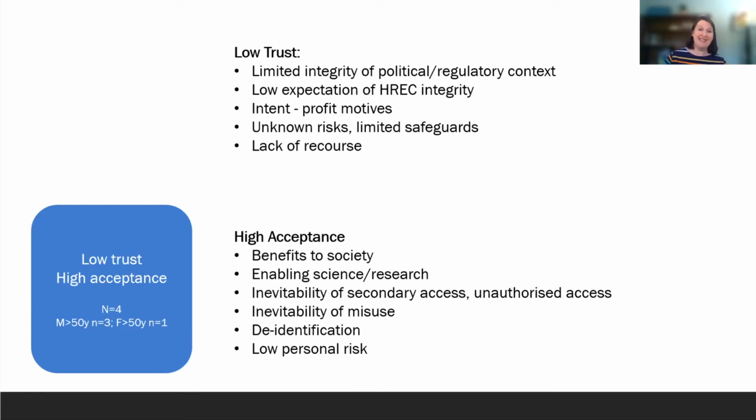But despite this cynicism, they had a very high willingness to accept that their genomic data might be accessed via a waiver of consent. And this was largely based on a really strong sense of the benefit that could be gained from research using this data. They wanted to enable research and scientific practice, but they also had a very strong sense that the secondary access to their data, the unauthorized access to their data, and the misuse of their genomic data was an inevitability, that it's not something they have any control of anyway, regardless of whether they consent or not. Their view was that if somebody wanted to access their genomic data, then they would, and that there was nothing they could do about it.